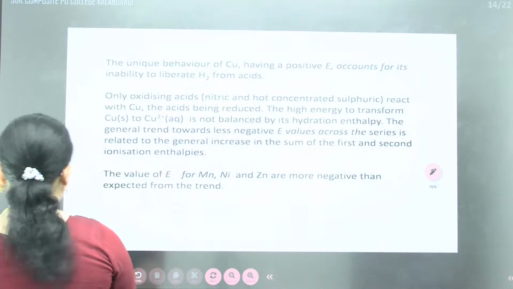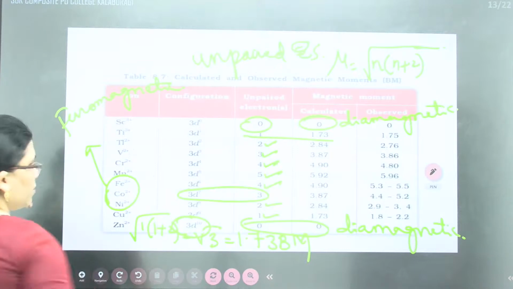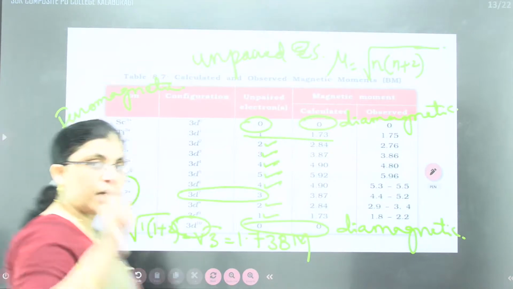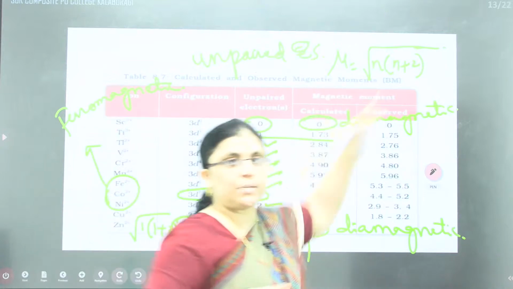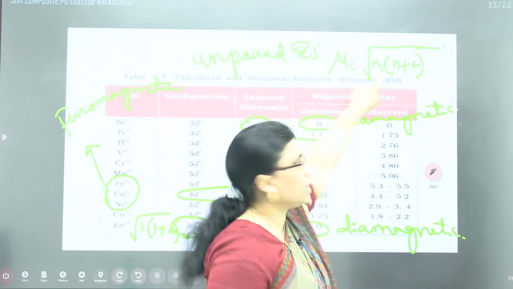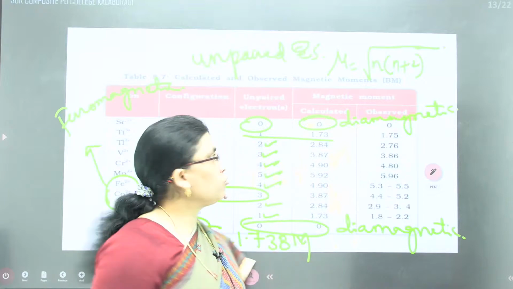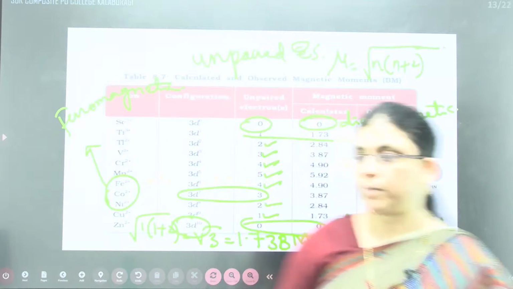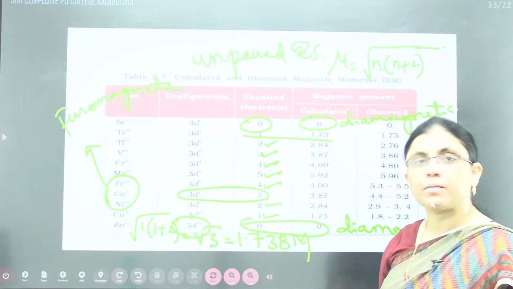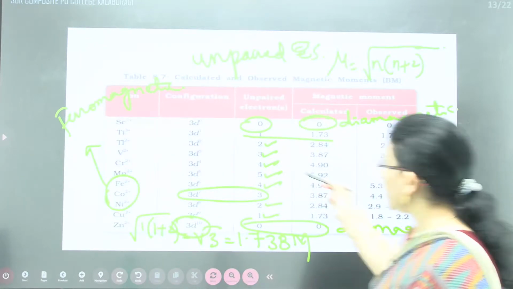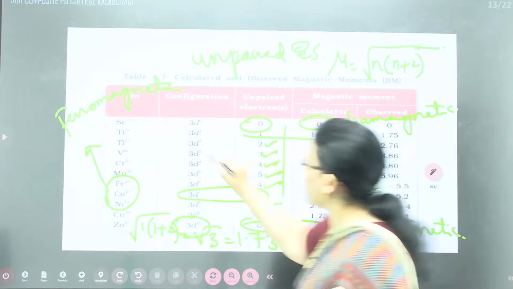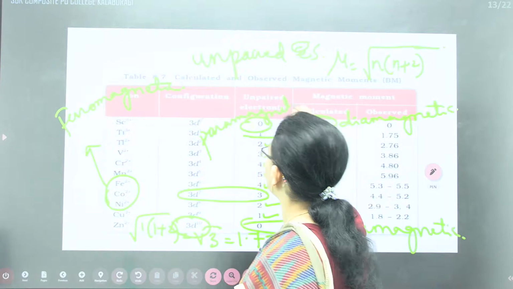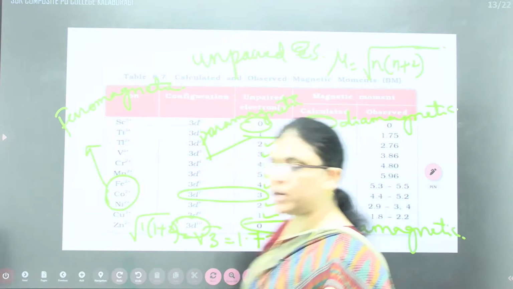Whenever we are going to write with respect to the number of unpaired electrons, the more the number of unpaired electrons, the more will be the magnetic behavior, because mu is directly proportional to n. Mu is equal to square root of n into n plus 2. And when they contain unpaired electrons, these are paramagnetic in nature. Paramagnetic means the material which shows slight deflection in a magnetic field.